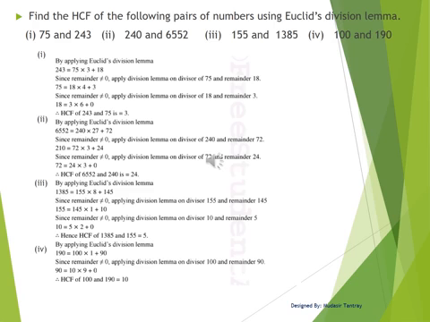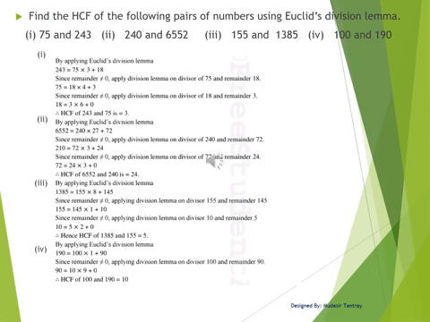Then 6552 is equal to 240 into 27 plus 72. Here our remainder is not equal to 0. We have to apply Euclid's division lemma on the divisor 240 and the remainder 72. Then 240 becomes 72 into 3 plus 24. Again, our remainder is not equal to 0. Apply division lemma on the divisor 72 and the remainder 24. 72 is equal to 24 into 3 plus 0. Therefore, HCF of 6552 and 240 is equal to 24.